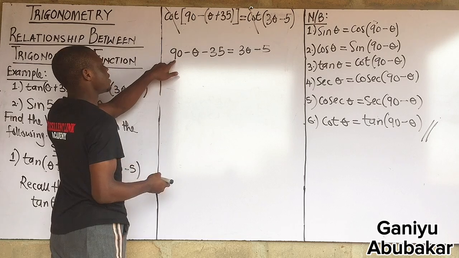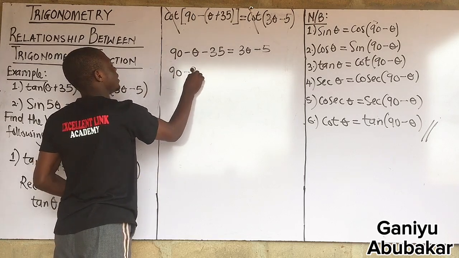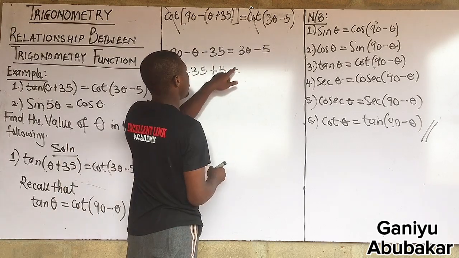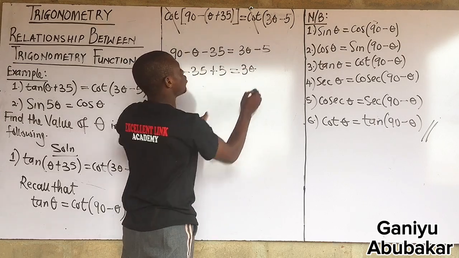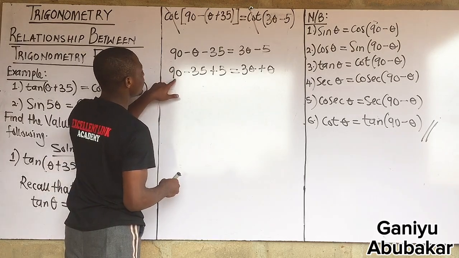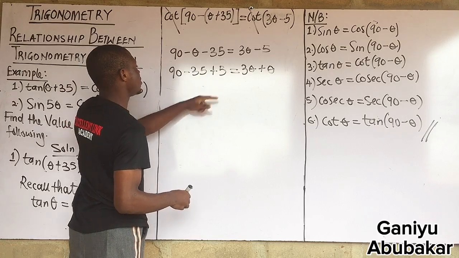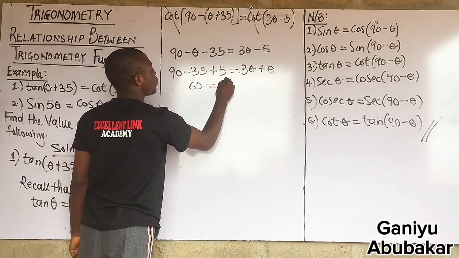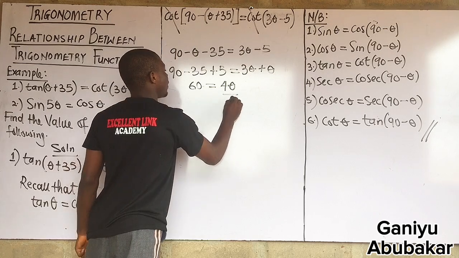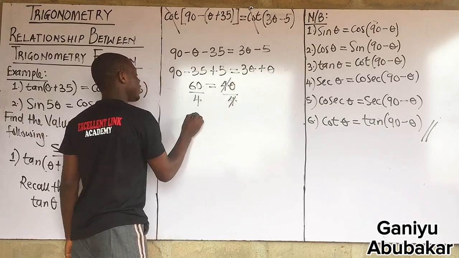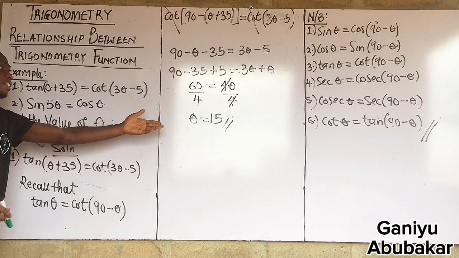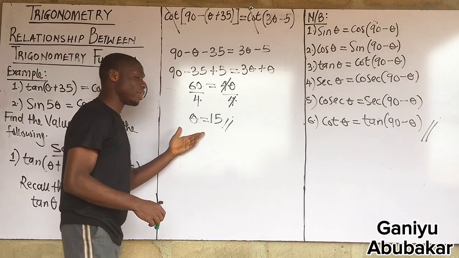From here, let's get theta. This is 90, this is minus 35. The minus 5 becomes plus 5, and the minus theta becomes plus theta on the other side. So 90 minus 35 plus 5 is 60. So 60 is equal to 3 theta plus theta, which is 4 theta. Dividing both sides by 4, theta is equal to 60 over 4, which is 15. So the angle we are looking for is 15 degrees.